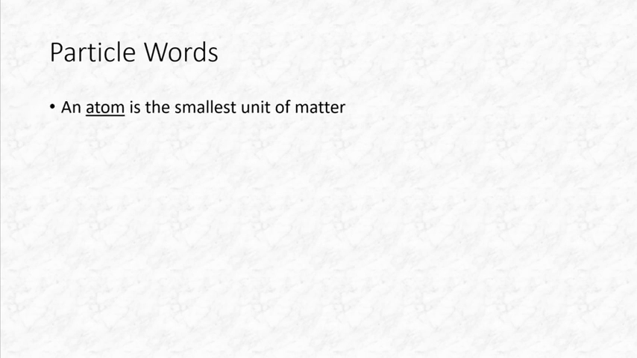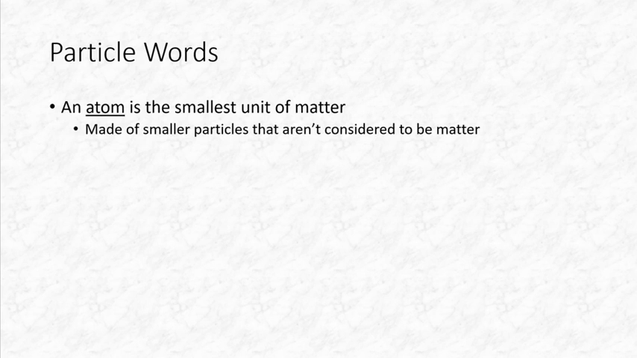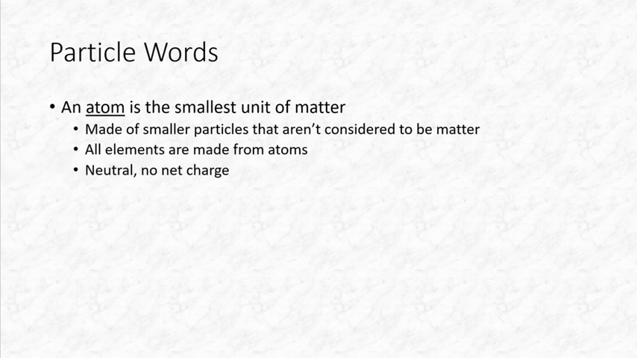So particle words first. We're going to look at atoms. So an atom is the smallest unit of matter, as we've discussed earlier in the first tutorial. They're made of smaller particles that aren't considered to be matter. And all elements are made up from atoms. Overall, these are always neutral. They don't have an overall positive or negative charge on them.